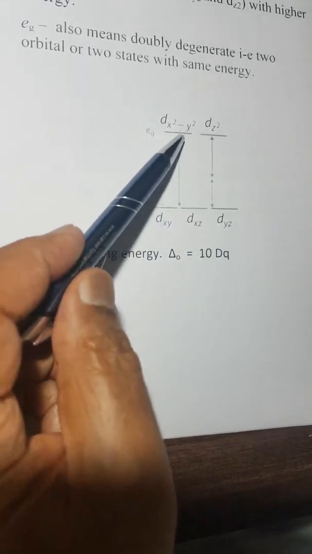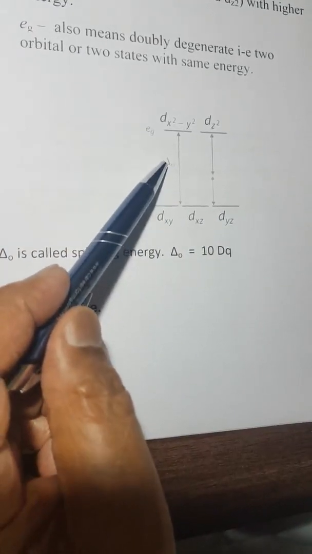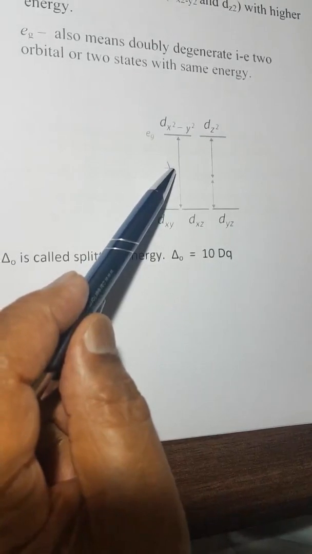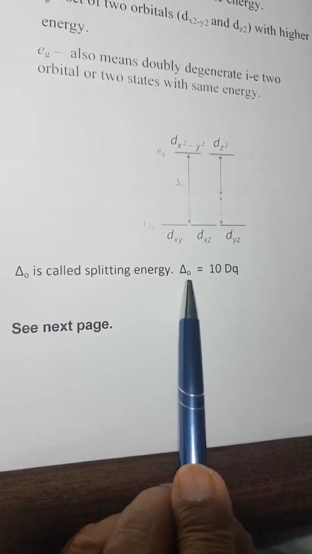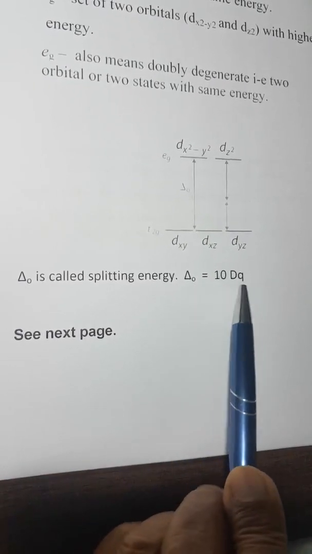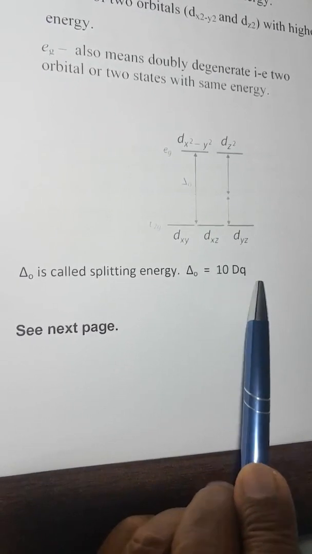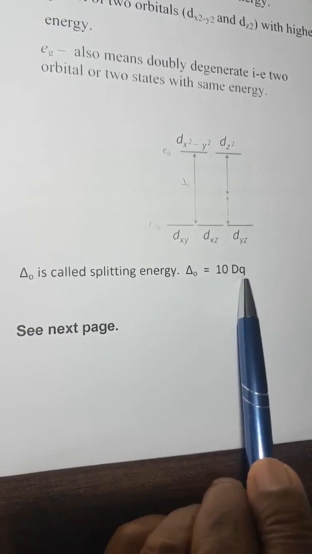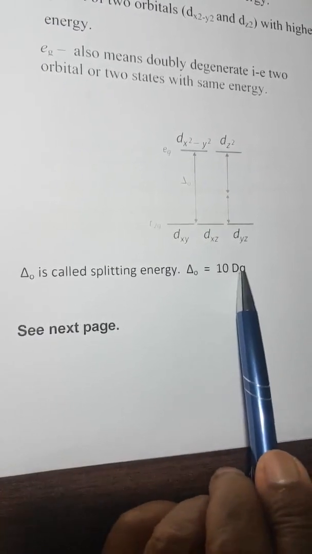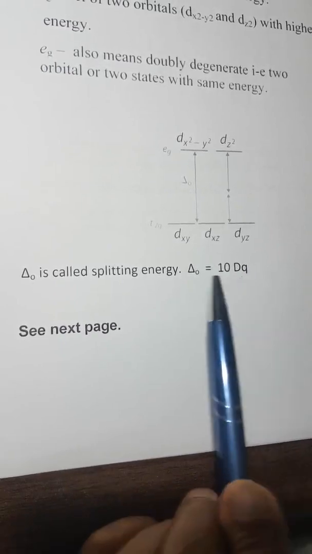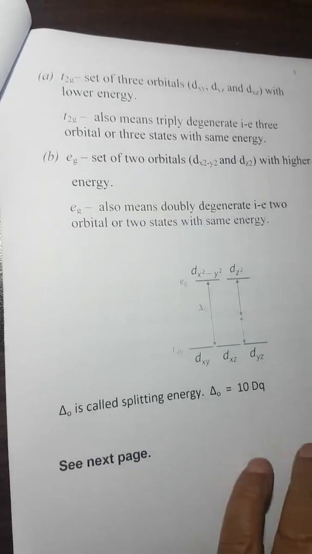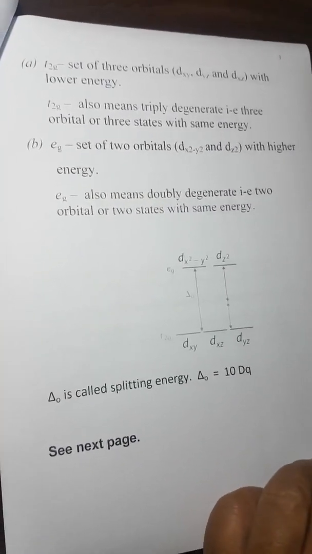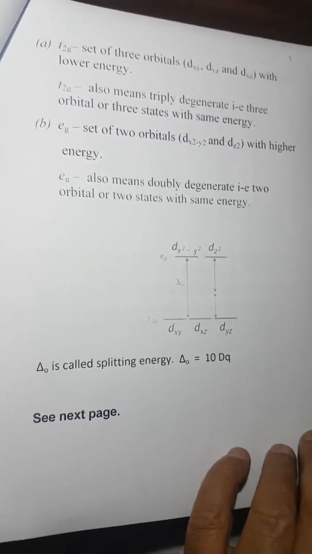Now this is the splitting energy. It is represented by delta octahedral. Delta octahedral is equal to 10 Dq. These are just units. If the value of Dq is 100, then this splitting will be 100. The unit can be reciprocal centimeter, electron volt, or whatever is the unit of energy.